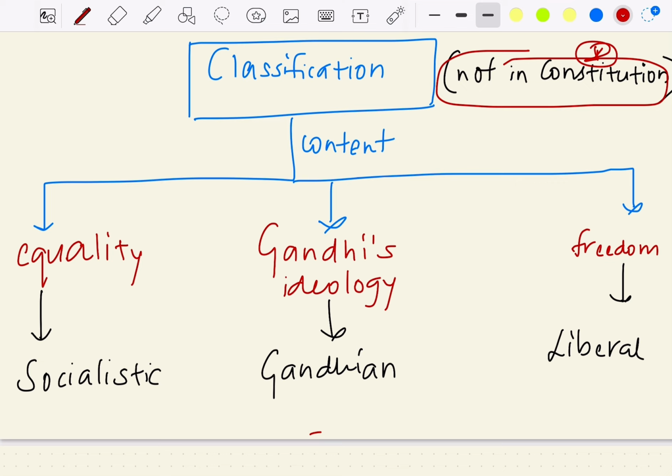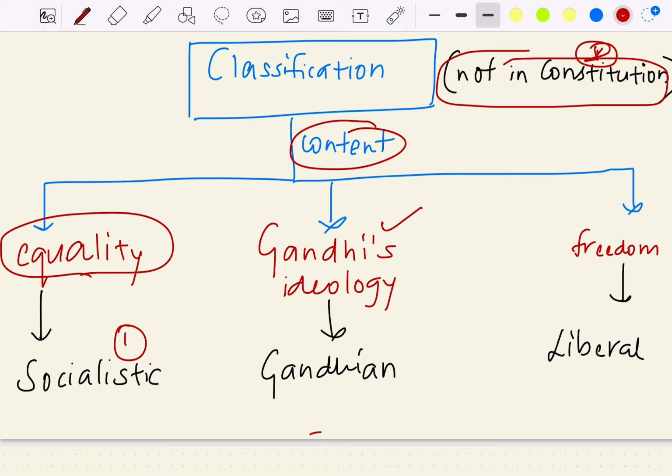This classification of DPSP is based on content, and this is for convenience. That is, the principles that promote equality are called socialistic principles. The principles that promote Gandhi's ideologies are called the Gandhian principles, and the directive principles that promote freedom are called liberal principles.